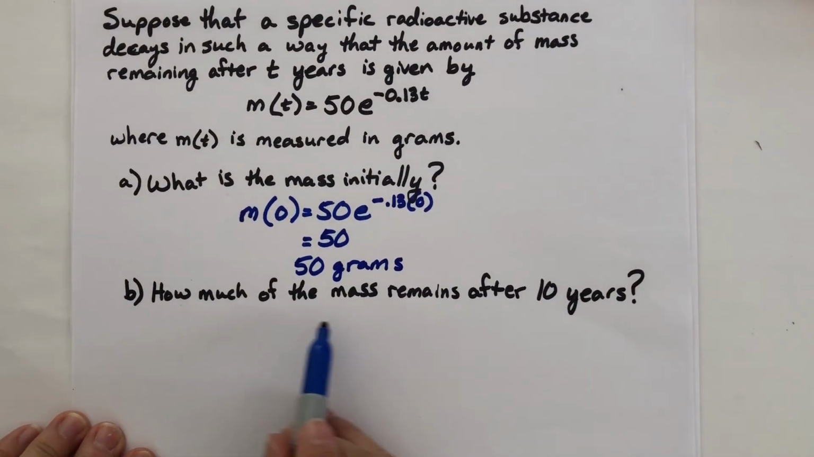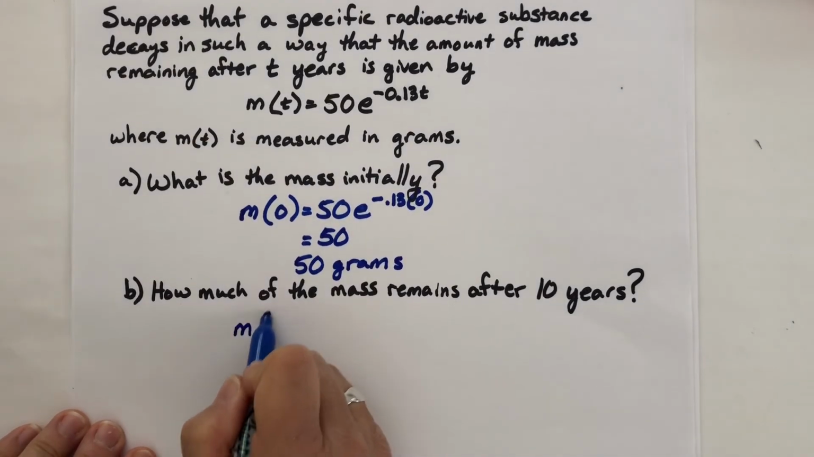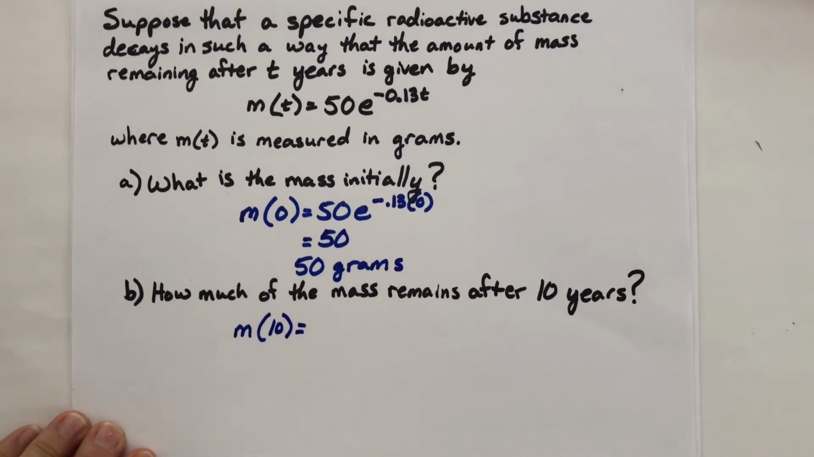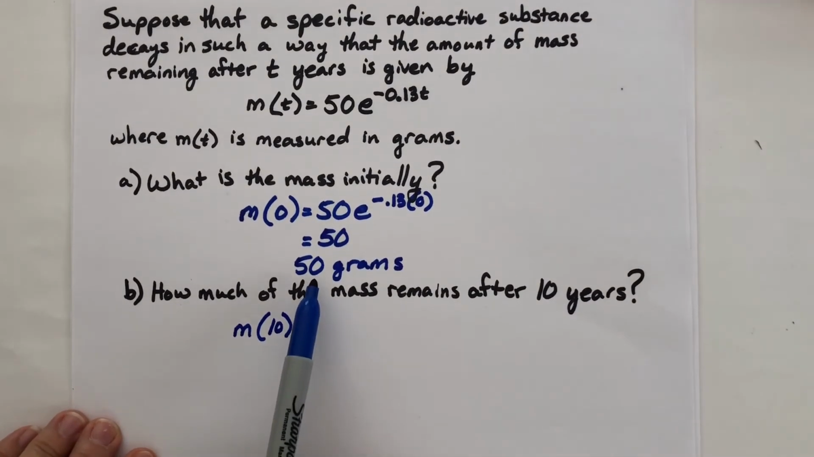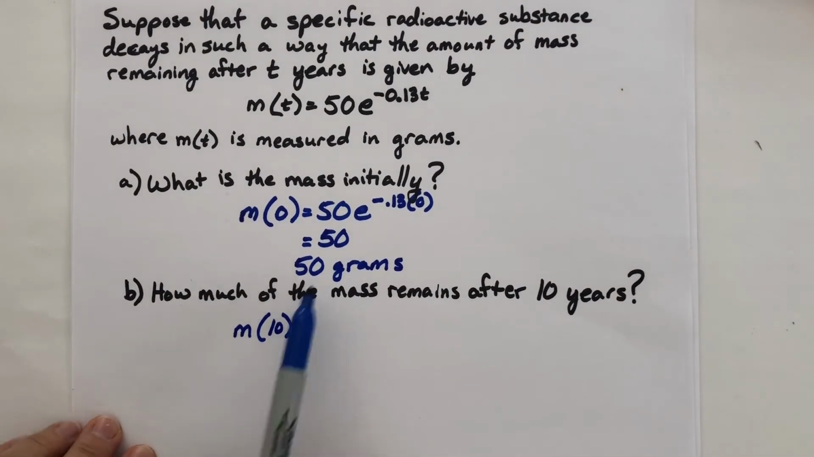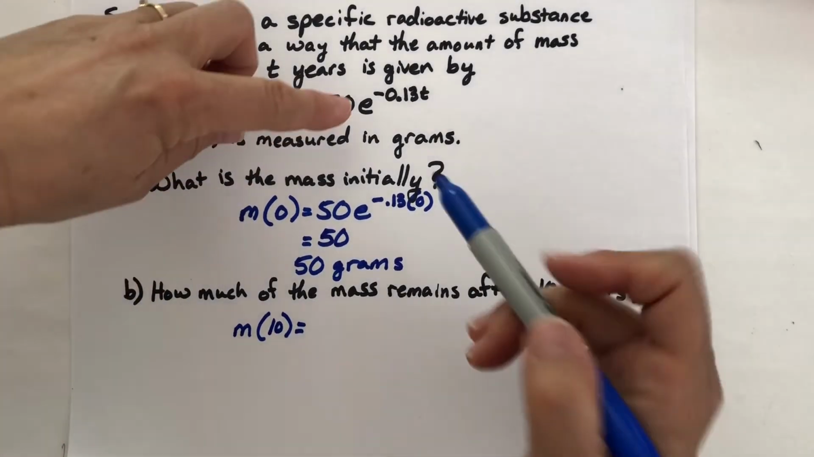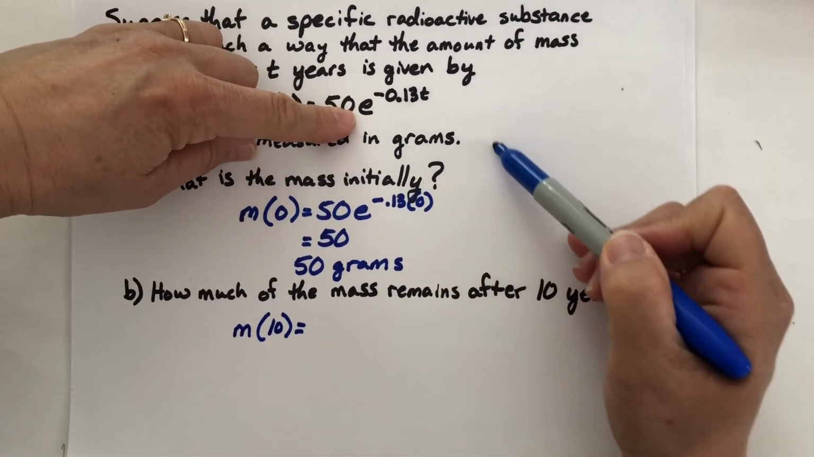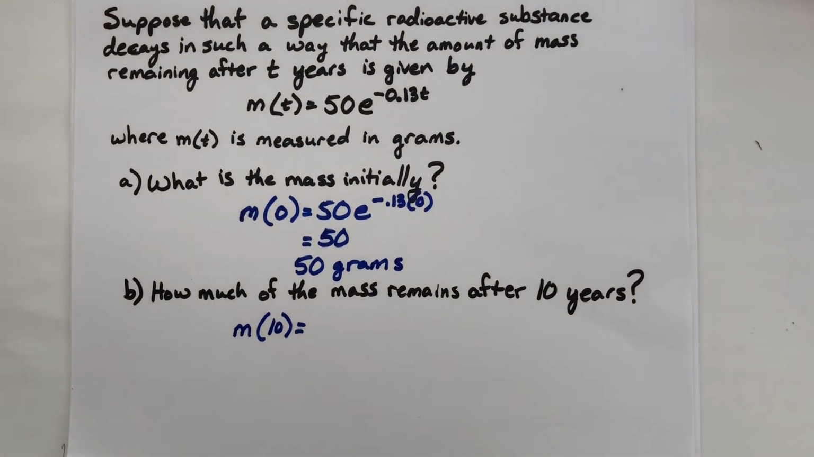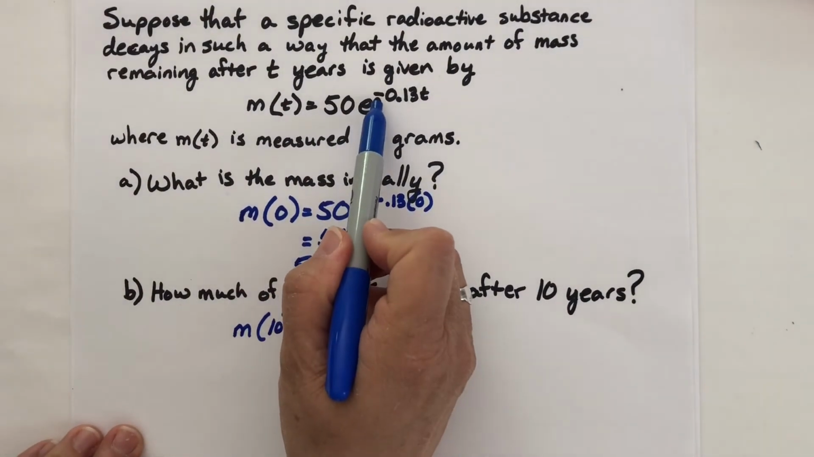What's the mass of the radioactive substance 10 years later? Let's substitute in 10, and we'll do the calculation. Remember, we expect it to be something smaller than 50 because we know we have a graph. If you were to graph it, that would be decreasing as time passes. And it's because of that negative right there.